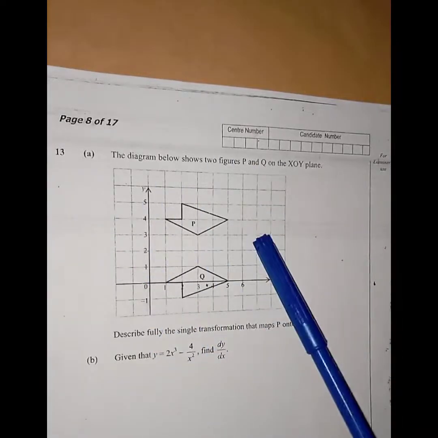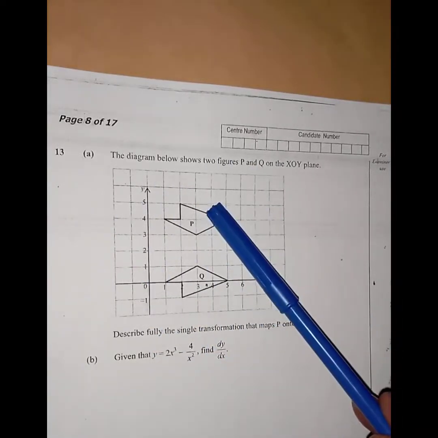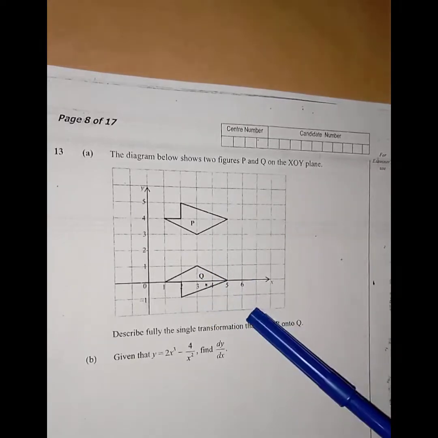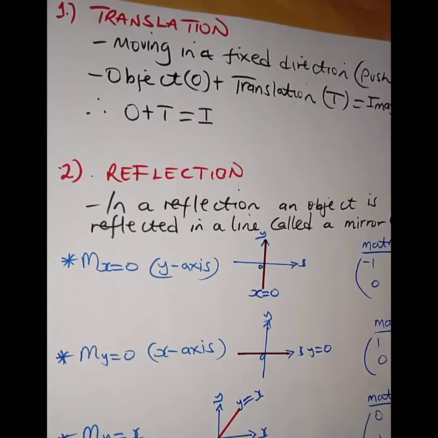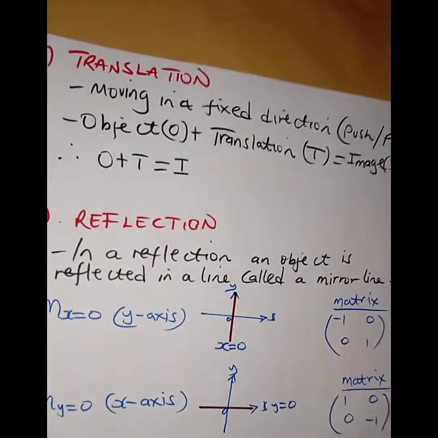In the next video, we'll be able to deal with such questions. For now, just know that the object will be transformed into something, and that thing will be called an image. Now, let us go in detail on each of these types of transformation. Remember, we had translation, reflection, rotation, enlargement, shear, stretch. So now let's look at translation.